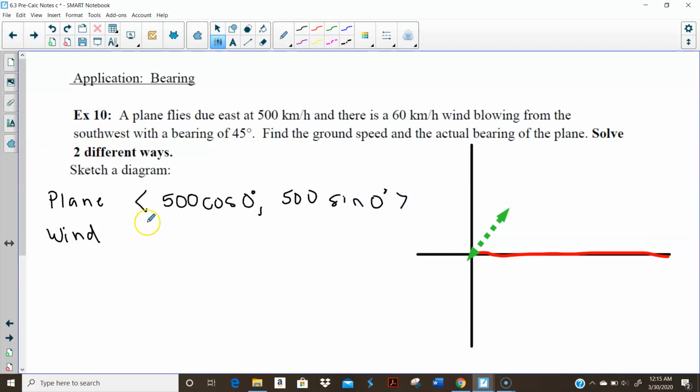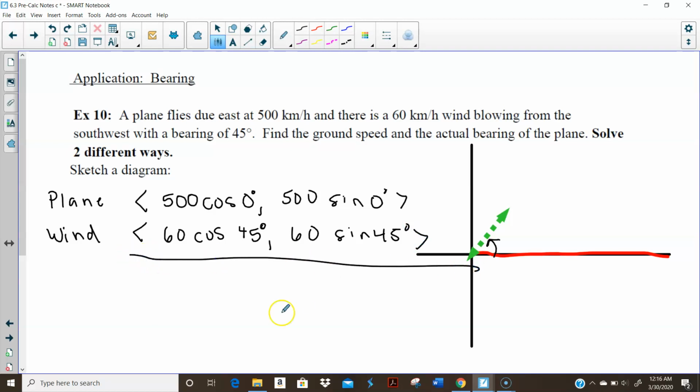The wind vector, again, the magnitude of the wind is 60 kilometers per hour. So that's going to be 60 cosine. And you want the directional angle of the wind. So that's that angle right there. So the directional angle is 45 degrees. Do not use bearings when you're adding vectors. And then you've got 60 and sine of 45 degrees.